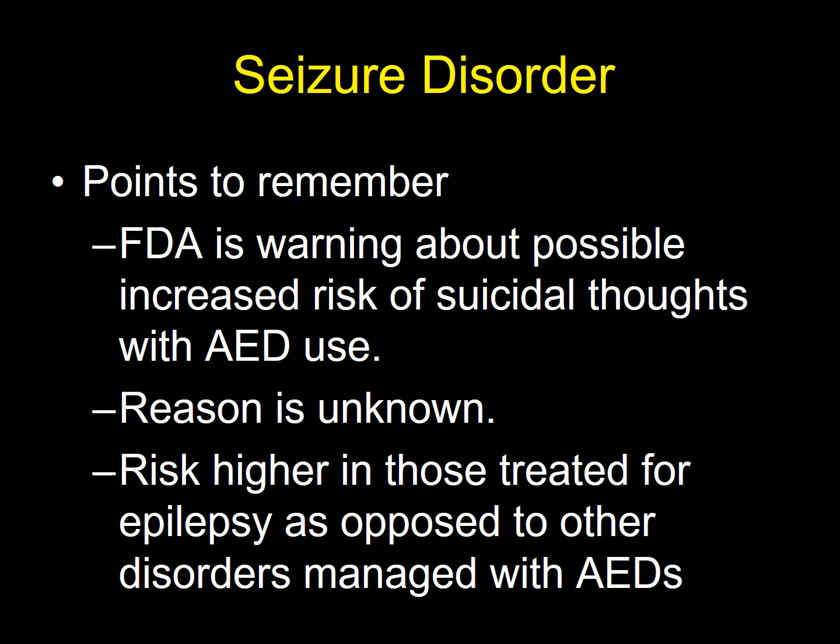Neuropathic pain. In fact, many conditions are managed better with anti-epileptics than anything else. Like we use Topamax for migraine pain. We use Neurontin and Lyrica for neuropathic pain. We use lamotrigine for mood disorders and bipolar. They're all anti-epileptic drugs, but the risk of suicidality is higher when they're being used for epilepsy, and I don't know why that is.